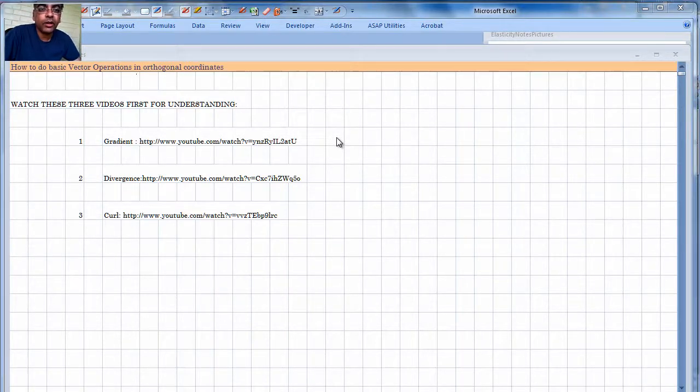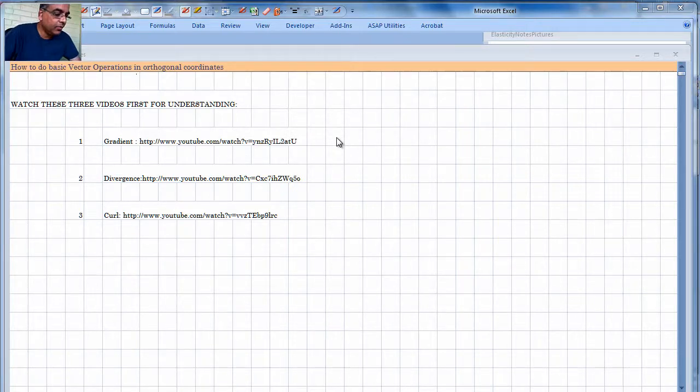Today we are going to talk a little bit about how to do basic vector operations in various coordinates. This is very important, especially for vector calculus. So that's why we are trying to do this. One of our basic tasks is to do things like divergence, curl, gradient and all of that for various vectors. So we should be familiar with how to do it.